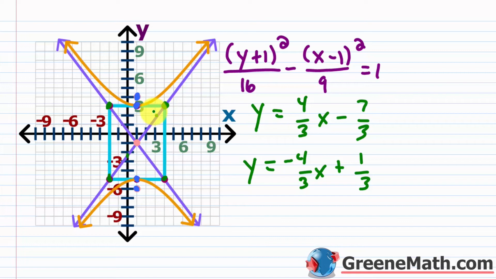If you're asked for your asymptotes, you know how to find them. If you're asked for your fundamental rectangle, you know how to get it. Basically, you just use the technique that we talked about. You just shift things based on where your center has moved.